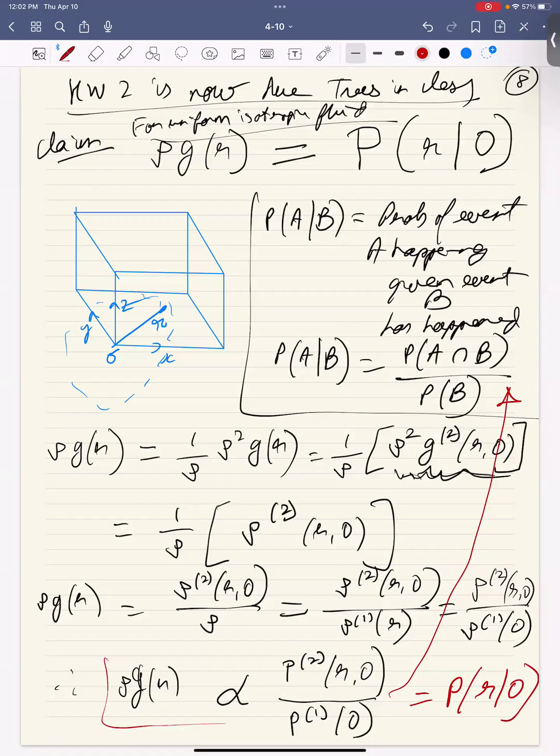So we have just proven, and you can see why I was careful with the probability, because there is a proportionality constant that is missing. You have to be careful about n if you want to normalize it to 1 and things like that. So rho g of r is indeed the conditional probability of finding a particle at r given something else is at 0. And I'll stop here.